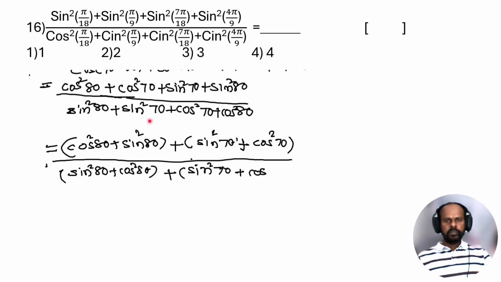So this is in the form of the identity, that is sin square theta plus cos square theta is 1, so 1 plus 1 plus 1 plus 1. So we get 2 by 2, that is 1. So you see the first option.